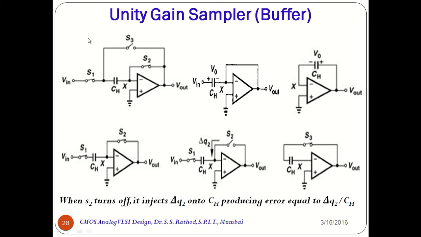So when S2 turns off slightly before S1 does, let us consider that situation. It will introduce charges at the node X, and those charges are indicated here by delta Q2, and obviously it will produce an error delta Q2 by CH. However, this charge is quite independent of the input level because node X is a virtual ground.